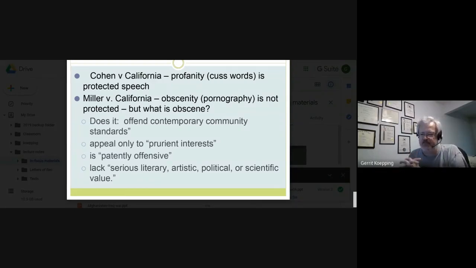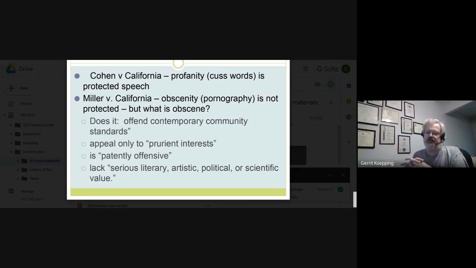So there can't be any serious political commentary. There can't be any serious artistic commentary. For a while, for instance, the novel Tropic of Cancer by Henry Miller was censored. Today, I think most people would acknowledge that there is artistic value to that work, and so it would not be censorable today under the Miller versus California standard.